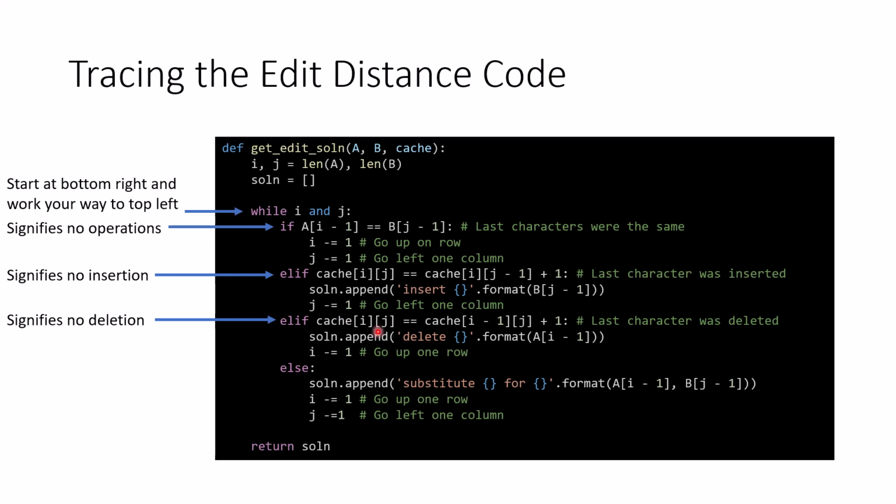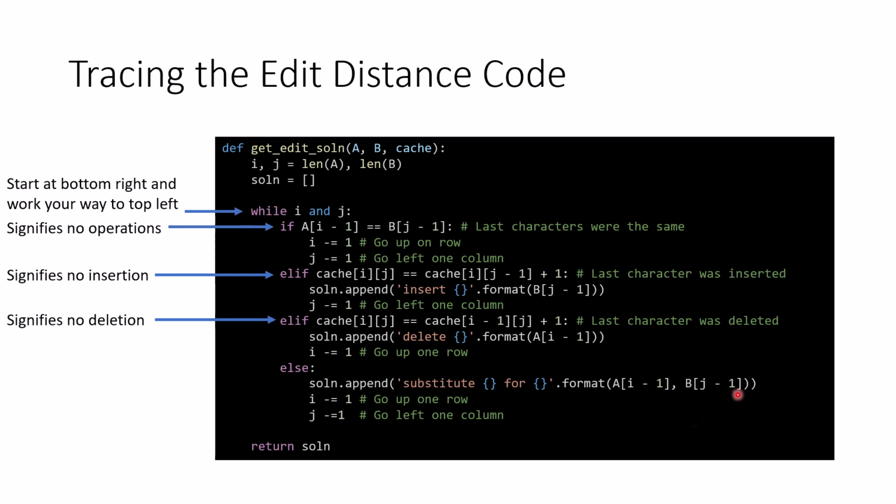And then we have cache of ij equals cache of i minus 1, j, plus 1. That corresponds to whether we deleted a character. And then we decrement our row. And notice that I'm also appending to my solution a few of these strings here to denote that we inserted a character or deleted a character.